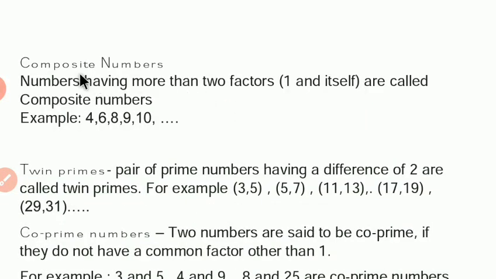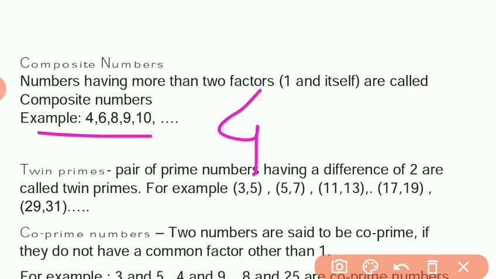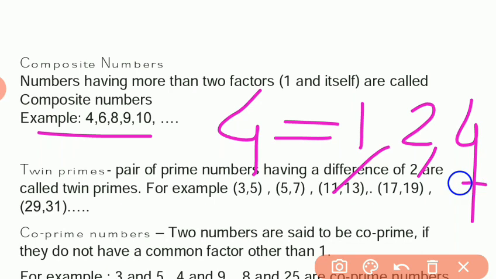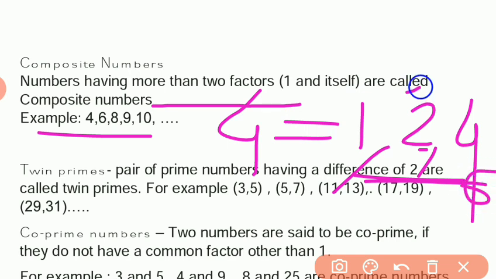Now composite numbers: numbers having more than 2 factors. Prime number means the number having factors 1 and itself. So composite is the opposite of prime. It means the number having more than 2 factors, other than 1 and itself. For example, 4, 6, 8. 4 is divisible by 1, 2, 4. How many factors are there? 1, 2, 3. So the number has more than 2 factors, 2 is extra. This type of numbers are known as composite numbers.